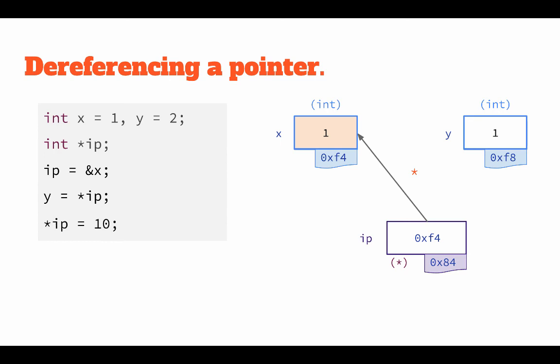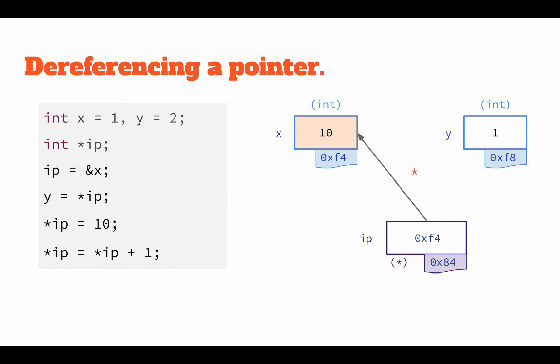We can also use the value of, or the star ip, on the left-hand side of an expression. In this case, we're going to say find the value of ip, which happens to be x, so follow that through, and store 10 in that value. So the same process. The star always means find the value of that pointer. And we can use that on the left-hand side and the right-hand side.